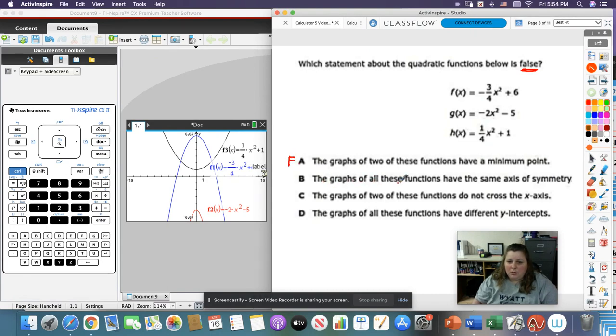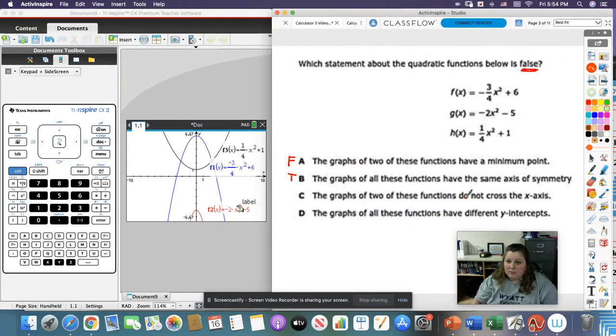The graph of all of these functions have the same axis of symmetry. Remember, axis of symmetry is the line that cuts the graph in half, or if you took scissors, you could cut it in half, and it's the same on both sides. So that line goes straight down the middle here. It's the y-axis. It would cut this one in half, this one in half and this one in half. So that's true. They all do have the same axis of symmetry.